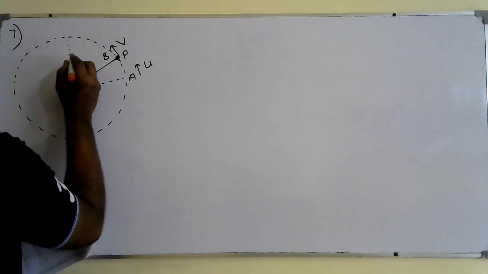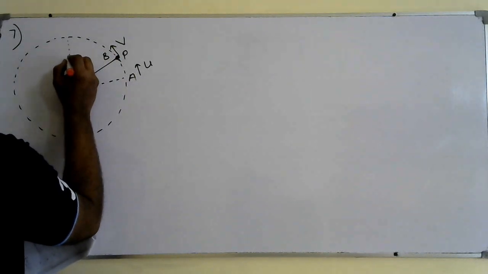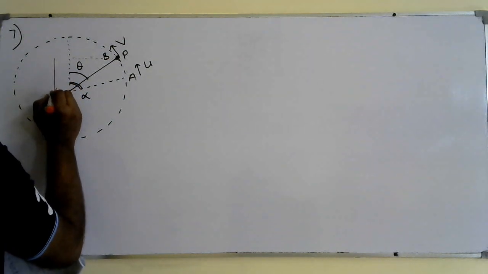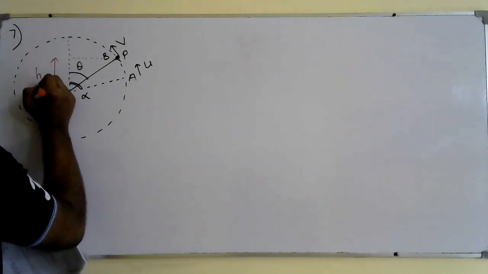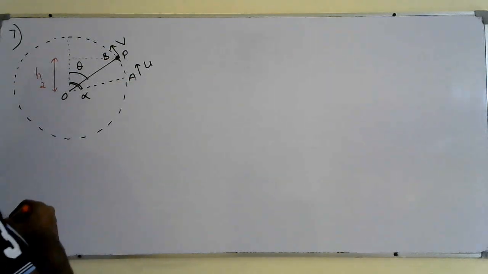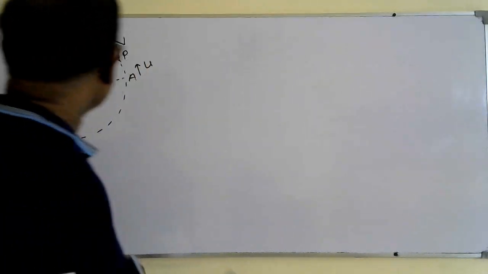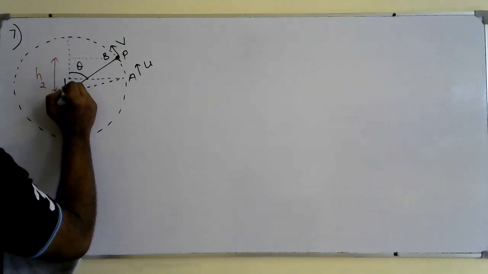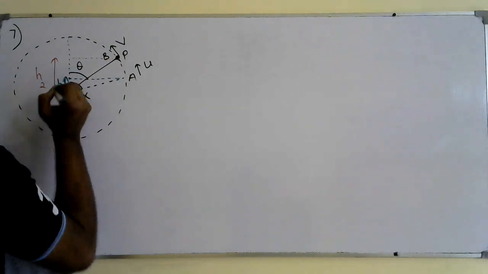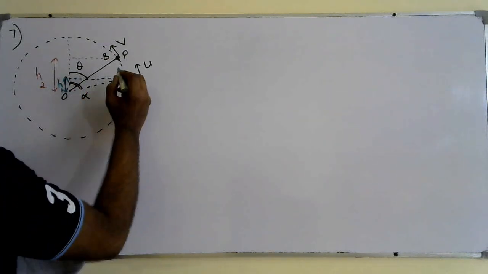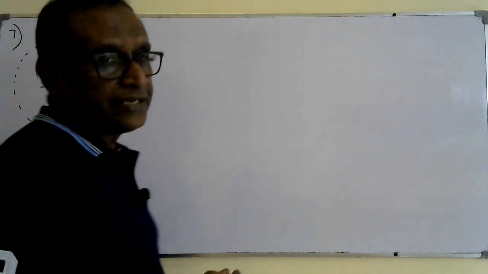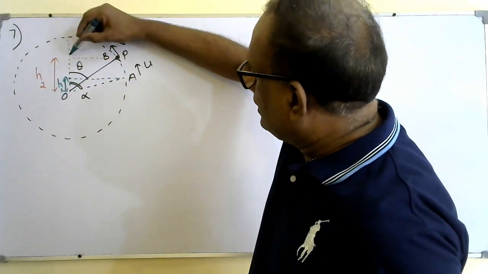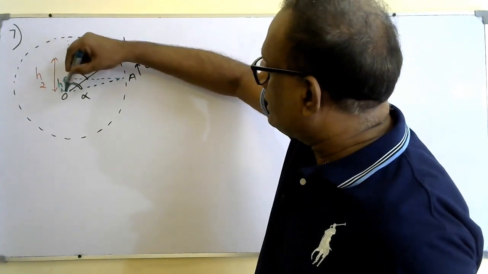So we need to find this height. I'll draw it like this. When it is at point B, this is the height; it has gone up above O, that is H2. When it is at point A, its position is this one, and this is H1. So the change in vertical height when it moves from A to B is this much, that is H2 minus H1.